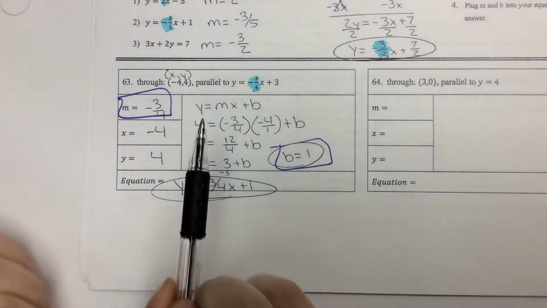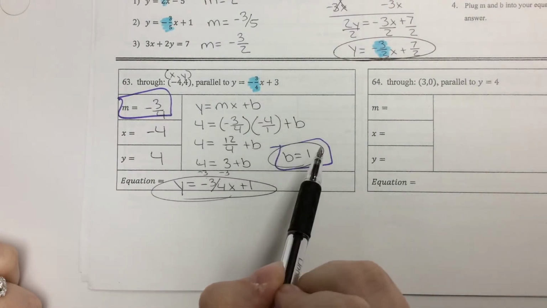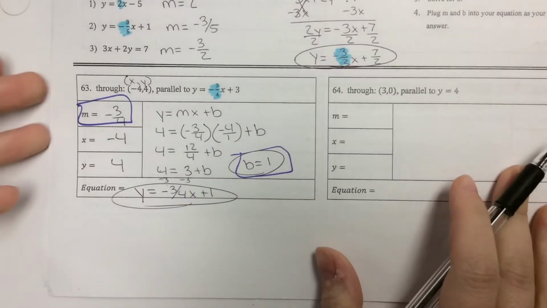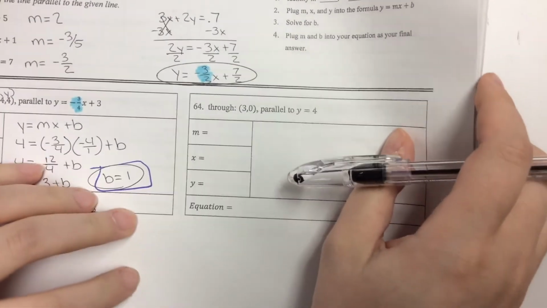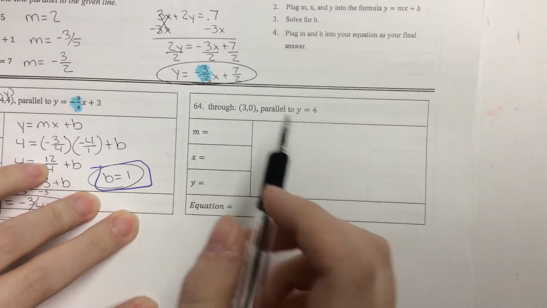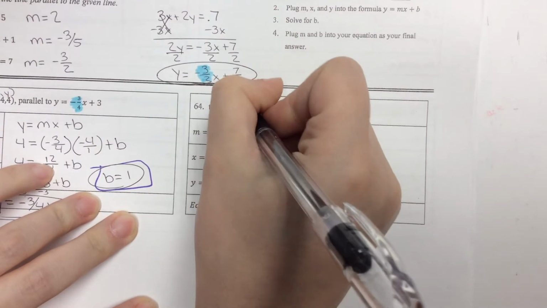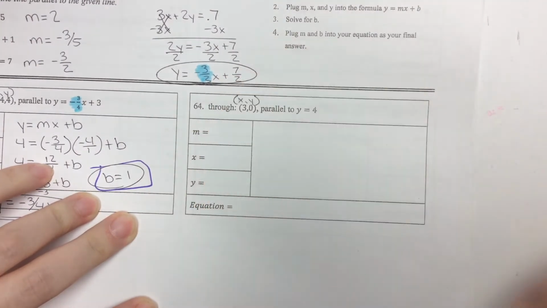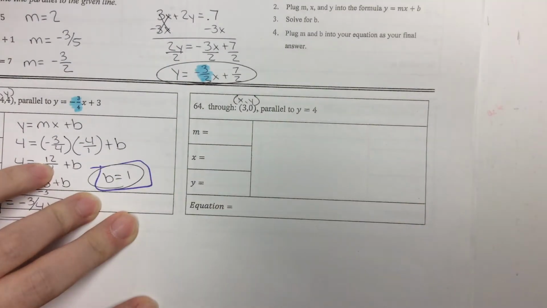All right, because it's y equals mx plus b. Okay, let's do another one, number 64. Okay, we have another ordered pair. We need to write the equation of a new line that goes through this point, x, y, and is parallel to y equals 4.